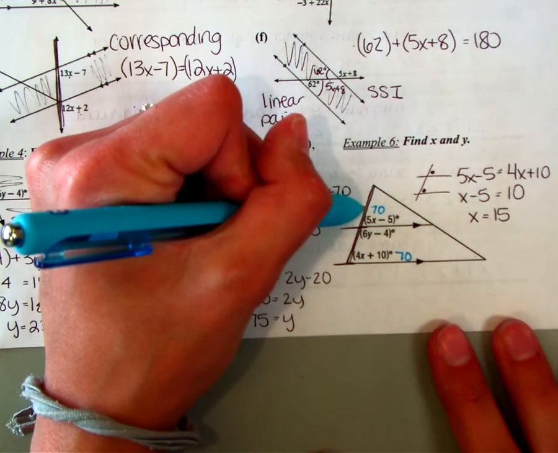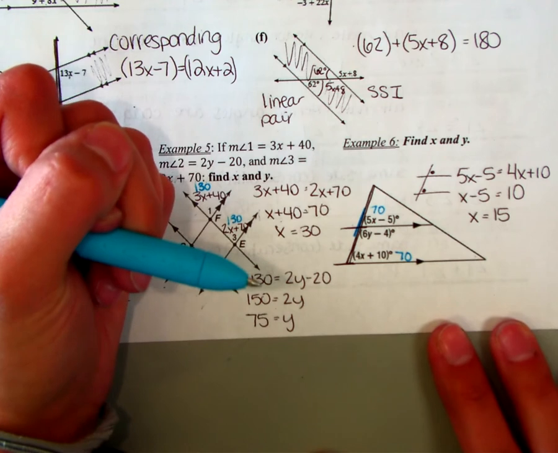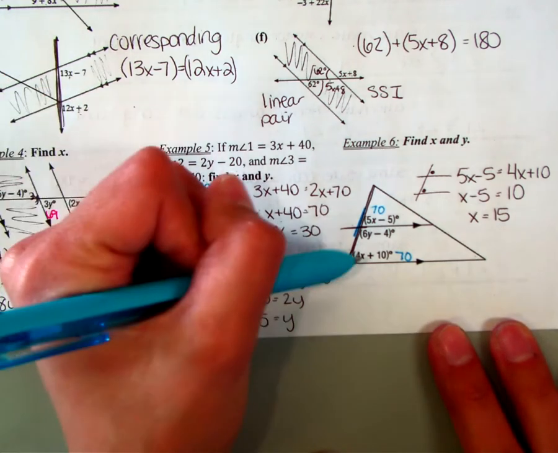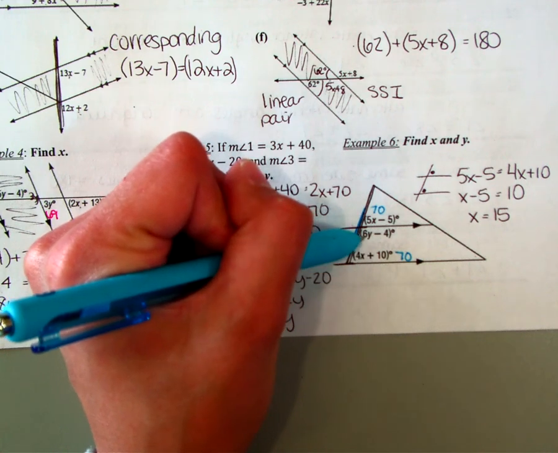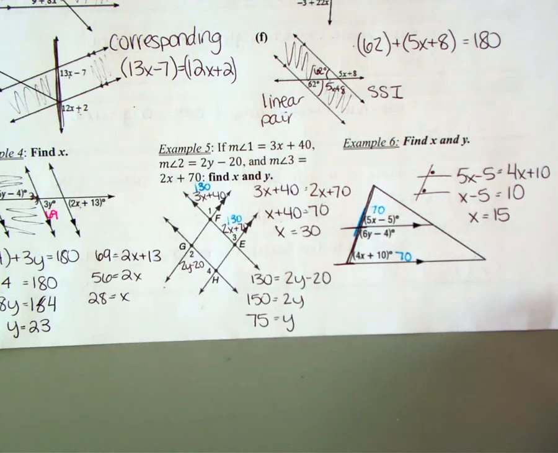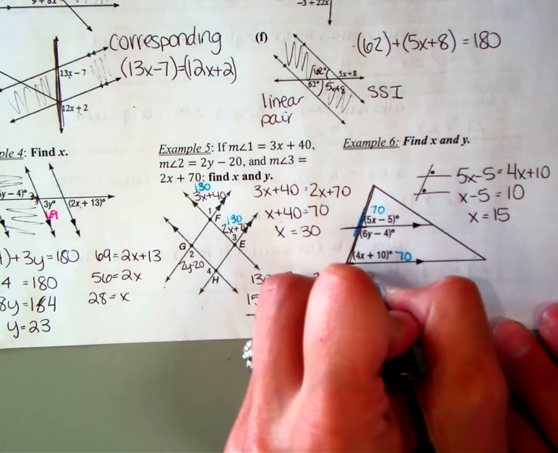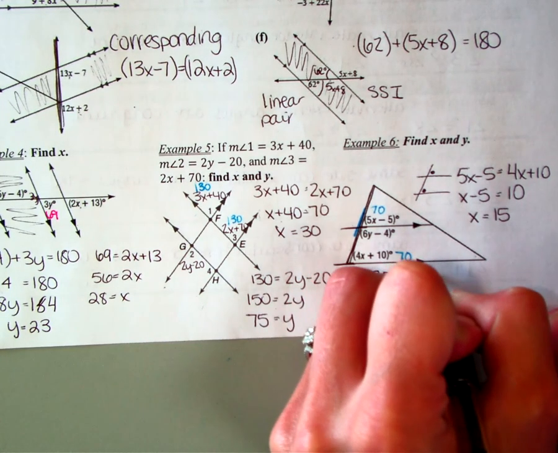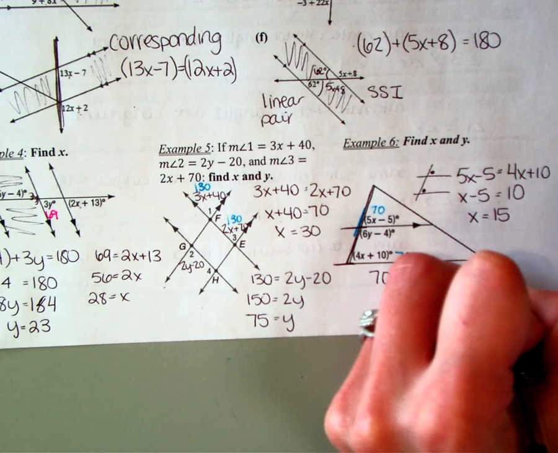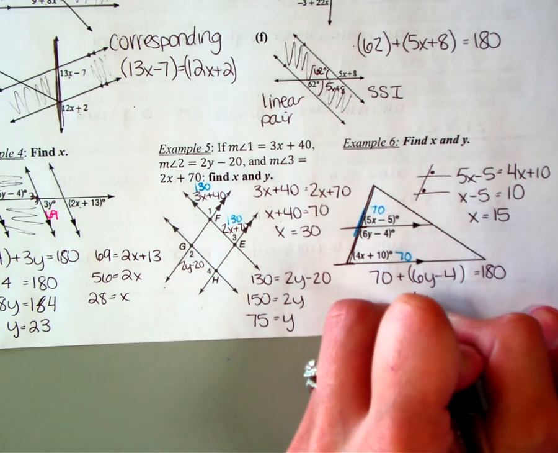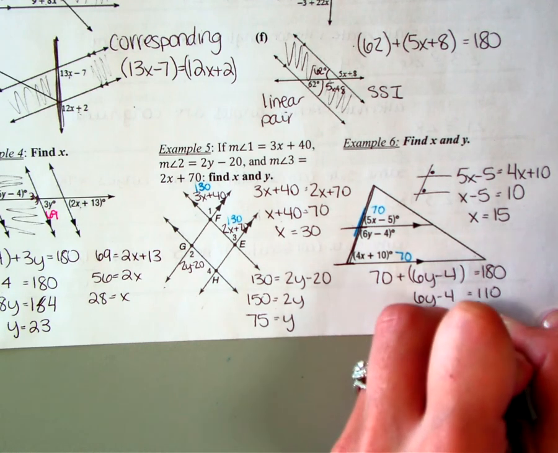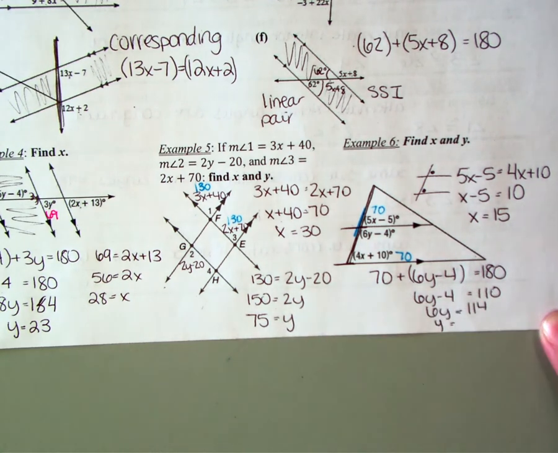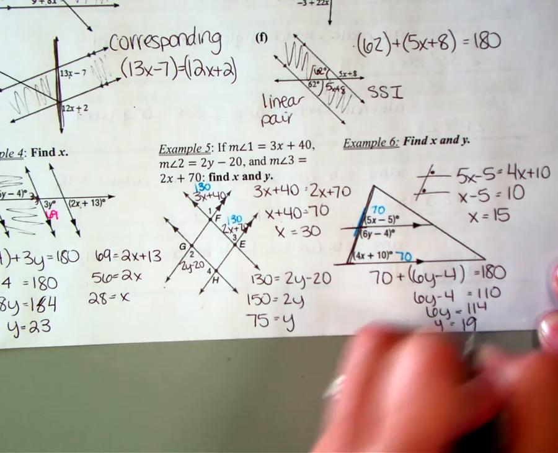So we can see here that we've got a linear pair. So they're supplementary. And we can also see that 4x plus 10, that 70-degree angle, and the 6y minus 4 are same side interior. Also supplementary. So we'll have 70 plus 6y minus 4 equals 180. Subtract 70, add 4, and divide both sides by 6. And we find that y is 19.